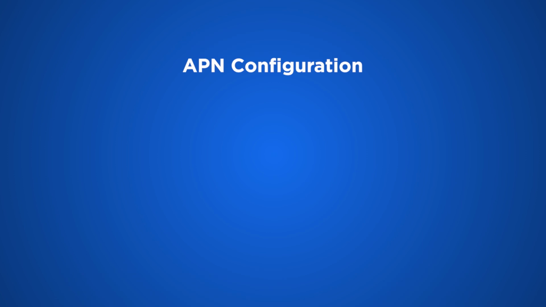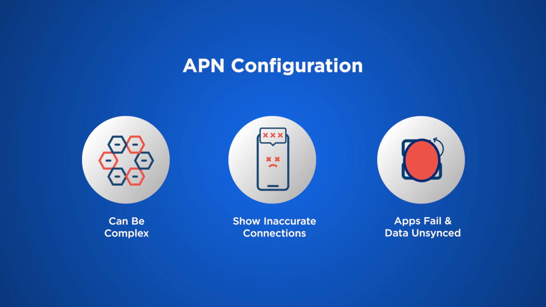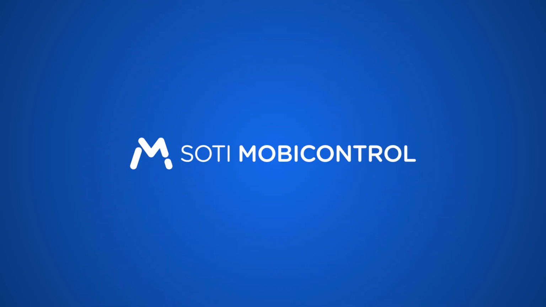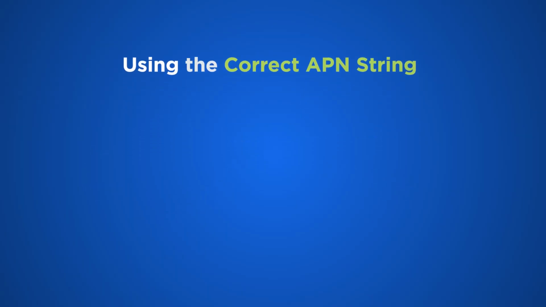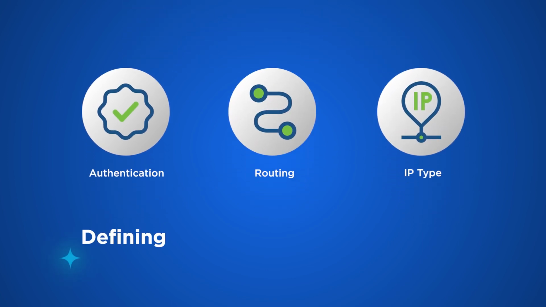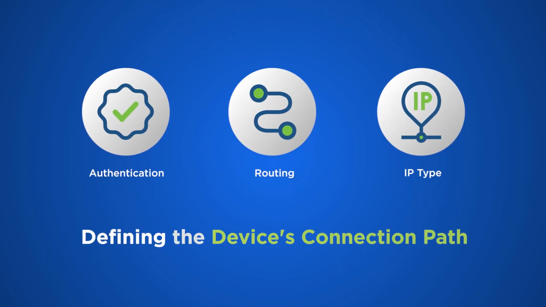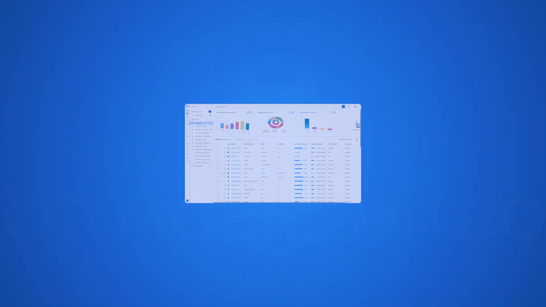But configuring access points can be complex, and a single mistake can leave devices appearing connected while apps fail and data doesn't sync. With SOTI MobiControl, IT teams can centrally define and automatically push accurate access point policies using the correct APN string, which determines authentication, routing, and IP type, effectively defining the device's connection path. We'll walk through how to configure APN settings for Apple devices correctly.